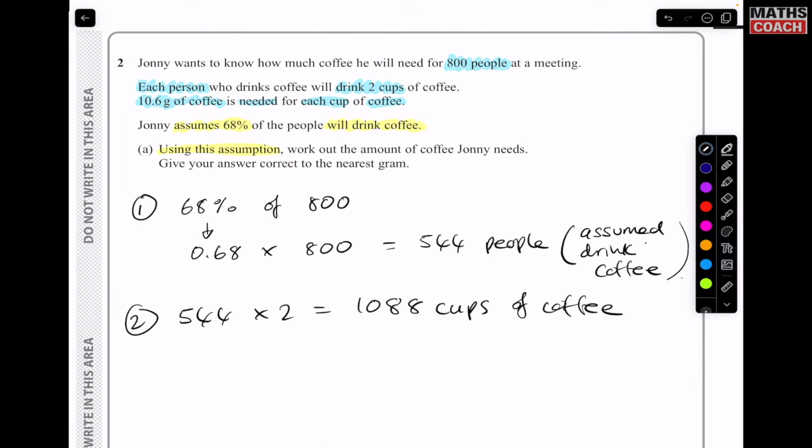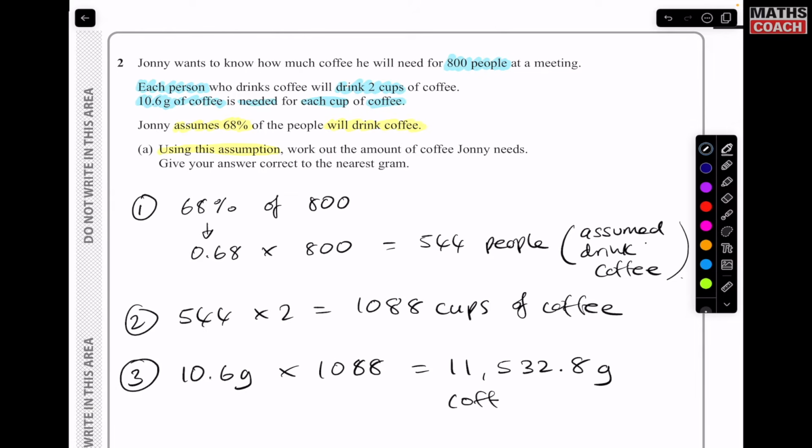Okay. So step number 3 now is, if in 1 cup of coffee you need 10.6 grams of coffee, and you are going to need to make 1088 cups of coffee, then step number 3 would be to multiply the 10.6 grams by 1088 cups of coffee, and that gives us 11,532.8 grams of coffee. So this is the amount of coffee that is needed.